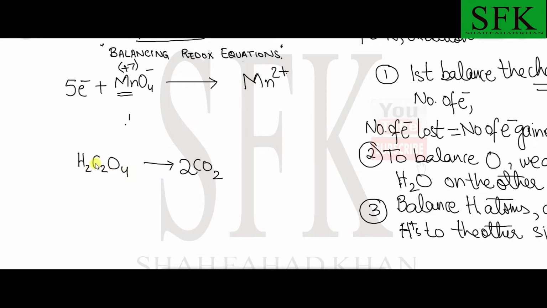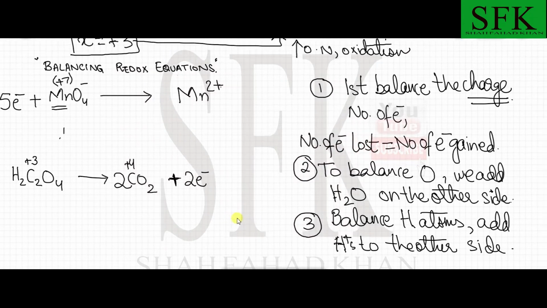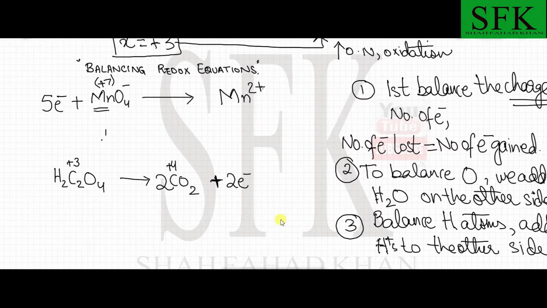Now each carbon atom over here has a charge of +3, and each carbon atom in carbon dioxide has a charge of +4. Going from +3 to +4, it has to lose one electron. But since there are two carbon atoms, two electrons are being lost. Each carbon atom loses one electron, and two carbon atoms lose two electrons. Okay, now look at the first point that we wrote over here. Balance the charge, the number of electrons.